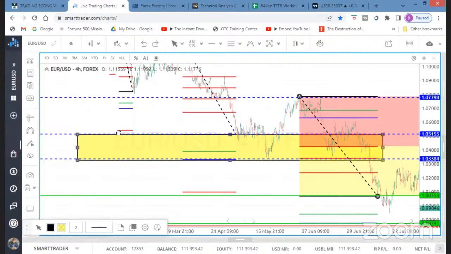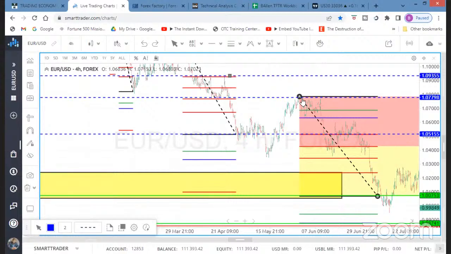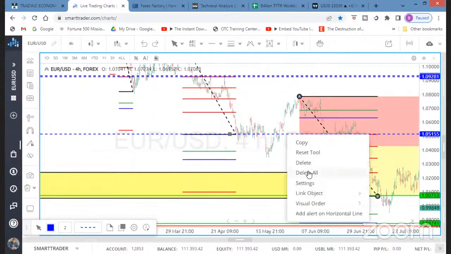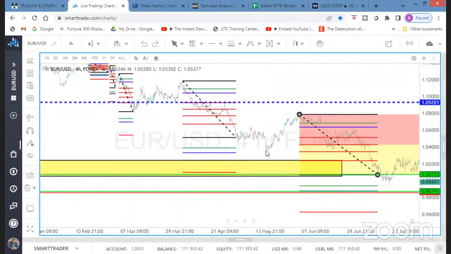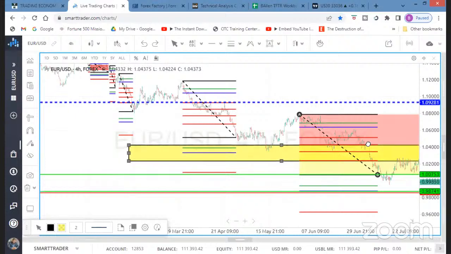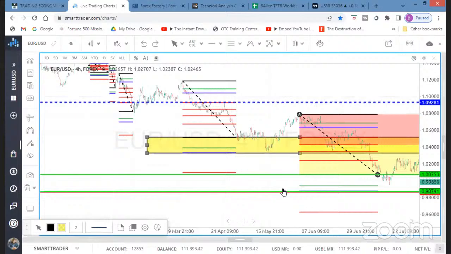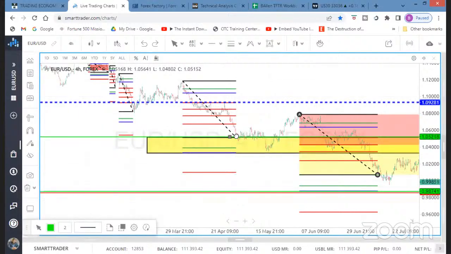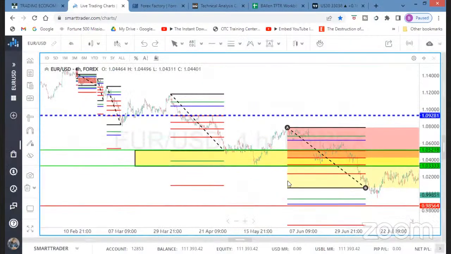Look. So move this out. Move this up. Leave that. So in this particular setup, look at the move. Here. Minimum. Maximum.